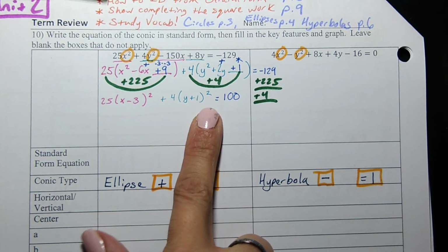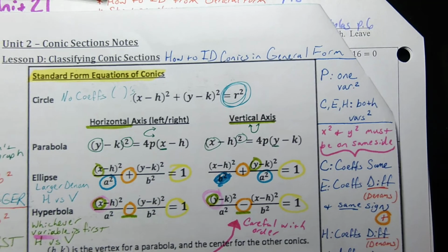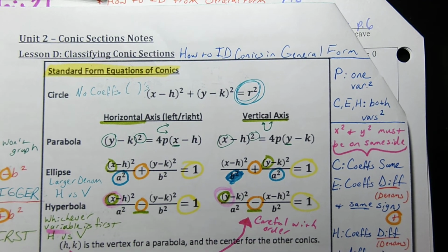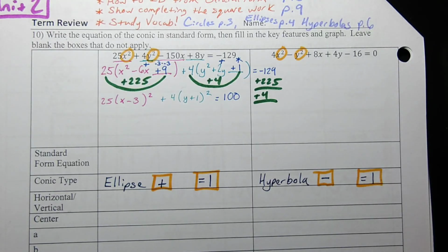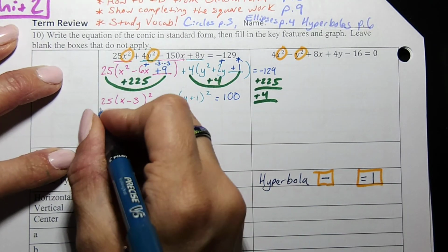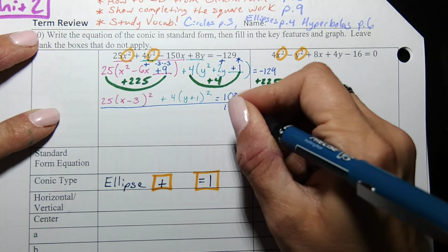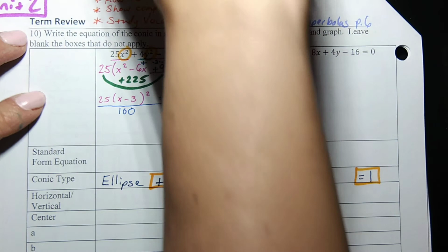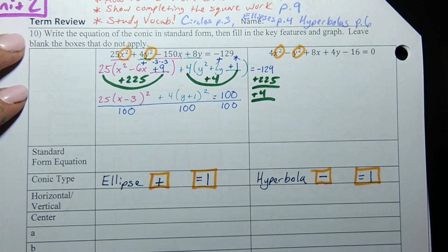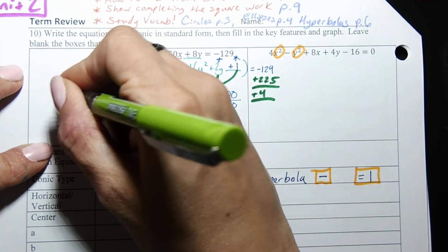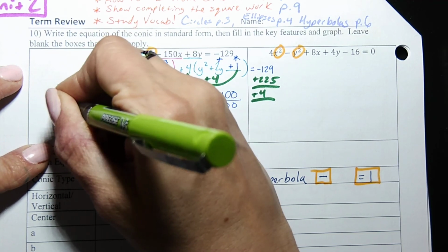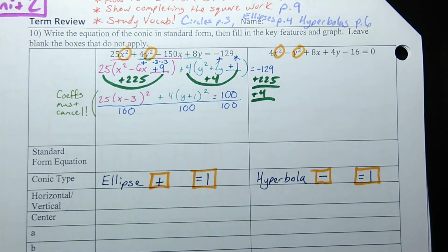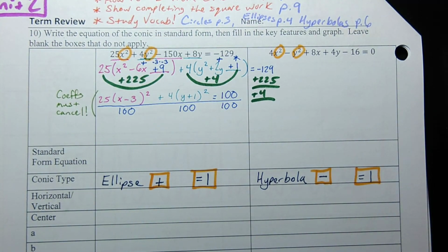This is what we have. This is what we want. Any ideas how we're going to make it look like this? Divide by 100. It has to be equal to 1. And what's nice is this step provides a decent check for us because these coefficients in front of your parentheses must cancel. If they don't cancel, it means you goofed somewhere.